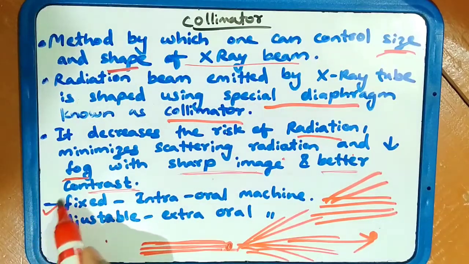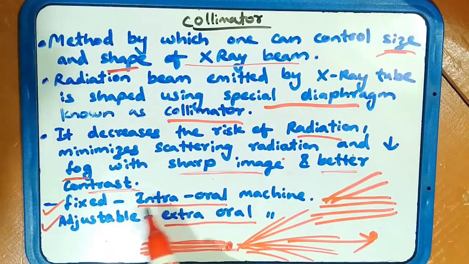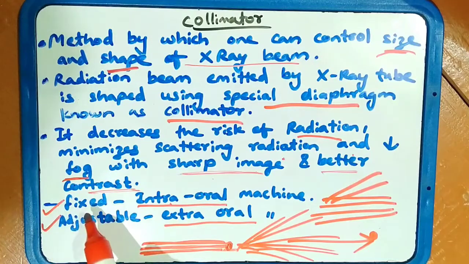Collimators are of two types. You can use this in intraoral as well as extraoral. In intraoral, we use a fixed collimator, and in extraoral it can be adjustable. Now we are going to the types of collimators.